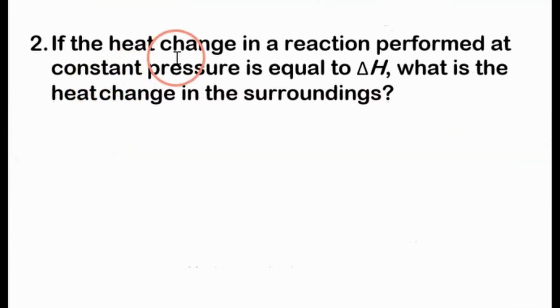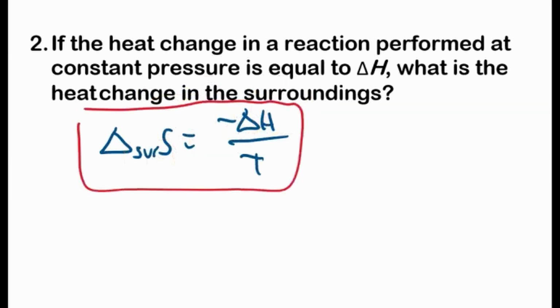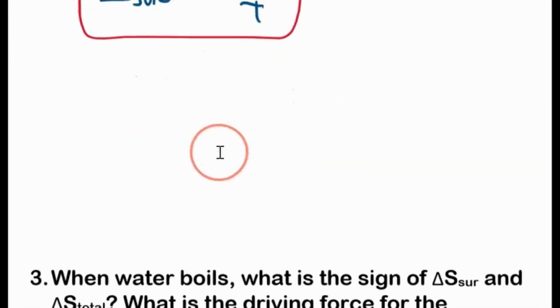Okay, next one here. If the heat change in a reaction performed at constant pressure is equal to delta H, just like before, what is the heat change in the surroundings? Well, this is a very easy one for us now because we have our equation. The change in entropy of the surroundings is equal to negative delta H over T. If this is the reaction enthalpy of the system, it's just the negative of that. So this is literally the answer to our question. Easy-ish exam problem. Cool beans.